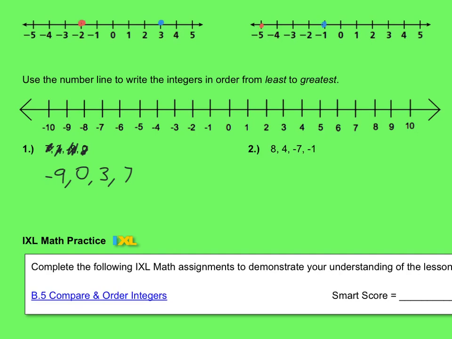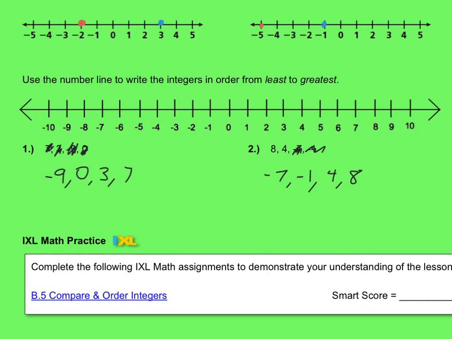Okay, so we have our last one. We have 8, 4, negative 7, negative 1. The negatives are the smallest two. And we have negative 7 and negative 1. Negative 7 is there. Negative 1 is there. Negative 7 is smaller because it's further to the left. So negative 7 goes first. Cross it out. That leaves us with negative 1. Cross it out. And now we have 4 and 8. 4 is smaller than 8, it comes first, and there is your list. So again, I do want you to use the number line. It helps put them in order from least to greatest.